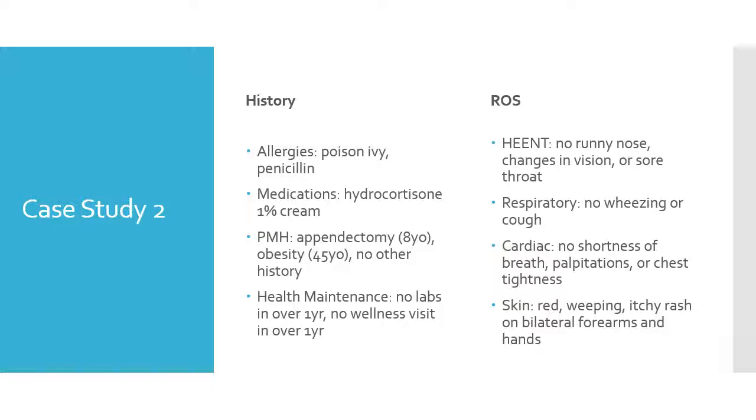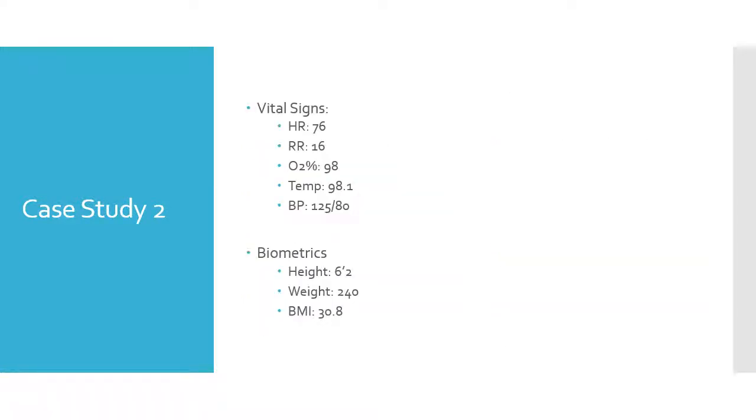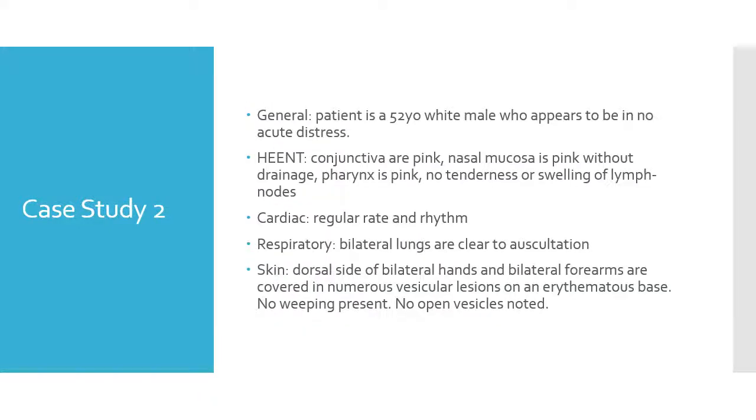He's got a history of allergies to poison ivy and penicillin. He had an appendectomy but no other history. He hasn't had any labs, and he hasn't had a wellness visit in a year. He doesn't have a runny nose, no wheezing, no shortness of breath, no chest pain. He does have a red, weeping, itchy rash on his forearms and hands. He is considered obese, but other than that, everything's stable.